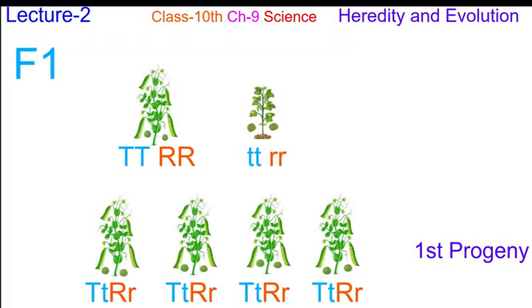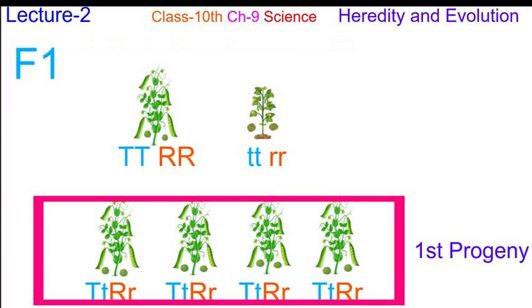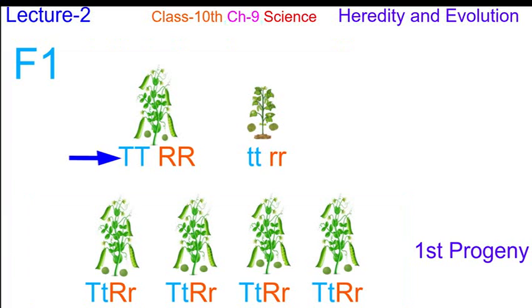In the first progeny, all plants were tall with round seeds. Here, capital T and capital R were expressed in the progeny and not small t and small r, because all plants were tall with round seeds. It means the trait tall is dominant over short and round over wrinkled in the pea plants. Therefore, tall and round are dominant traits and short and wrinkled are recessive traits.